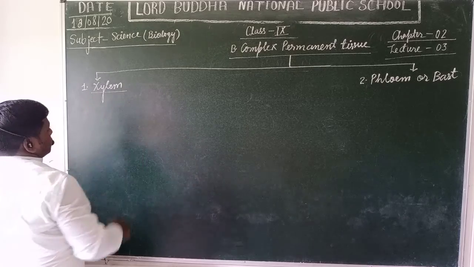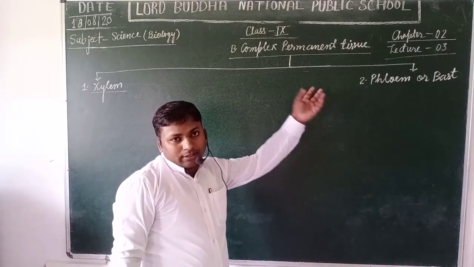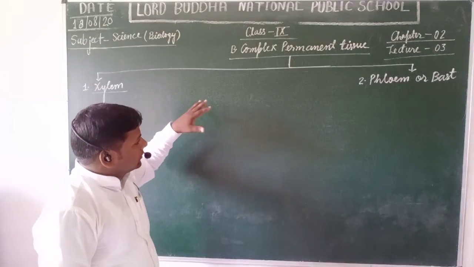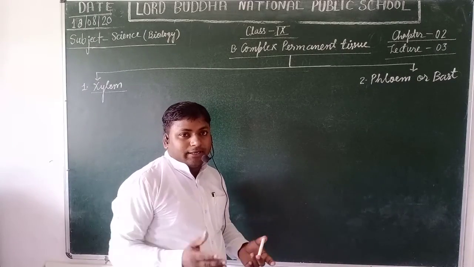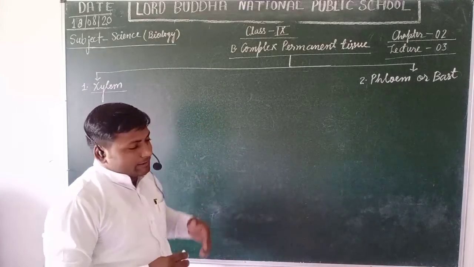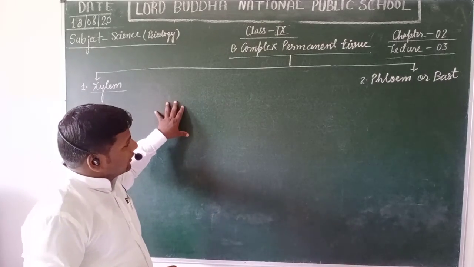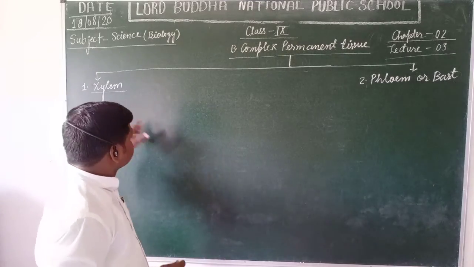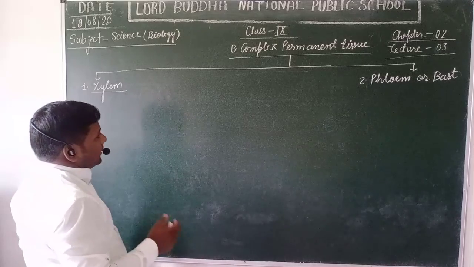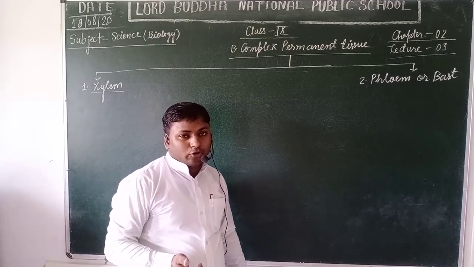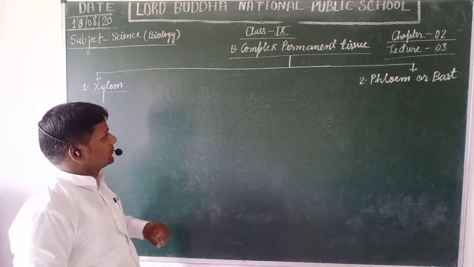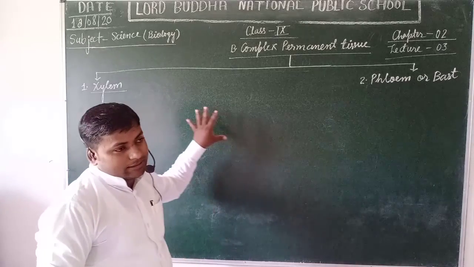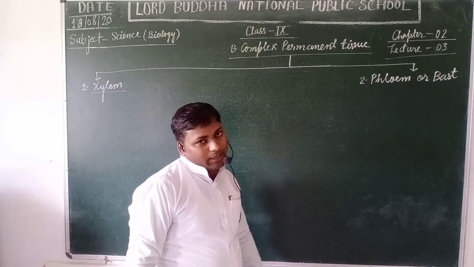Xylem is also a kind of permanent tissue. If you are talking about the complex permanent tissues, students, they are related to the translocation and transportation elements of the plants. Hence, they are collectively called the vascular tissues. They are only found in the higher categories of plants like pteridophytes, gymnosperms and angiosperms. That's why, because of the presence of these tissues in higher plants, they are categorized as vascular plants.